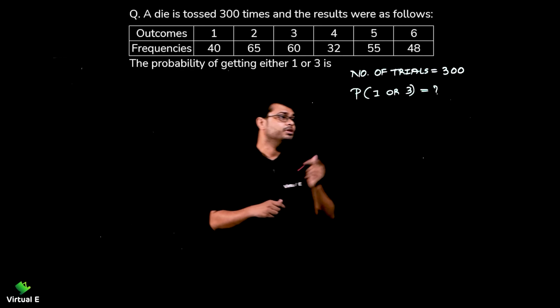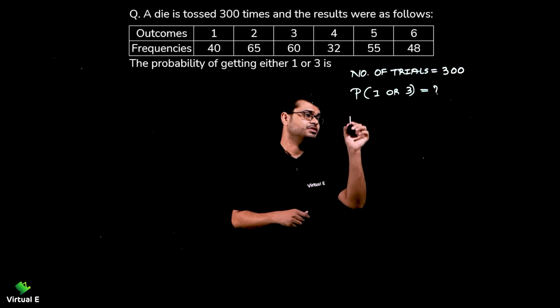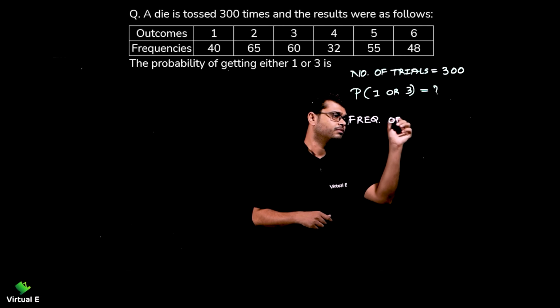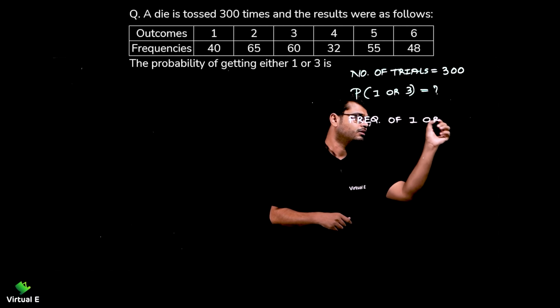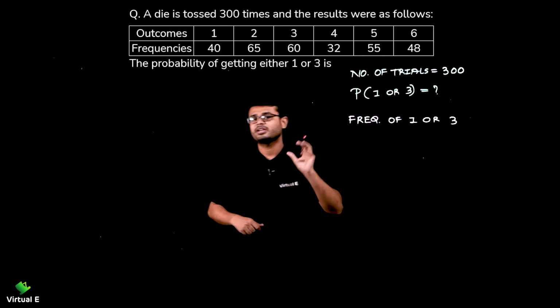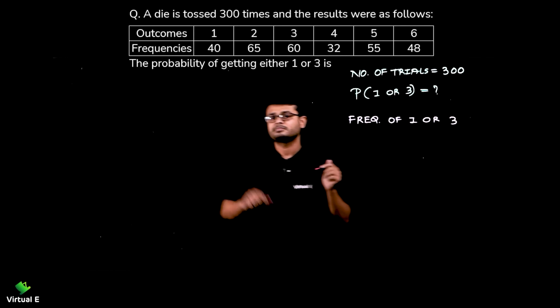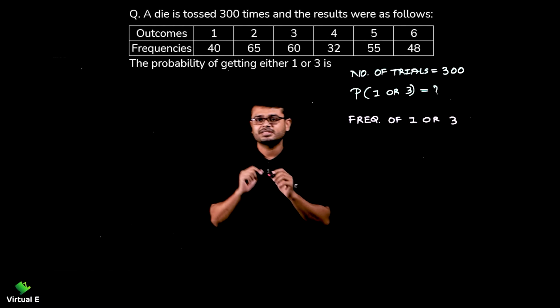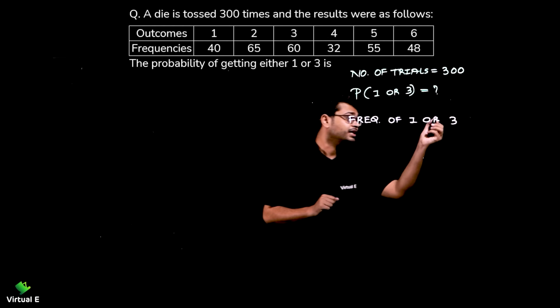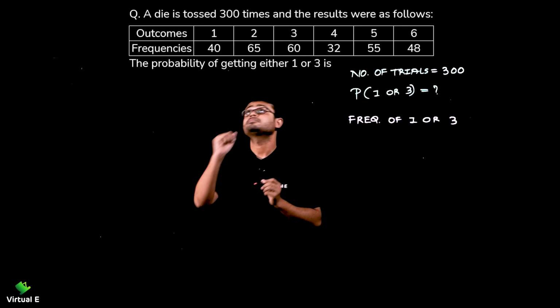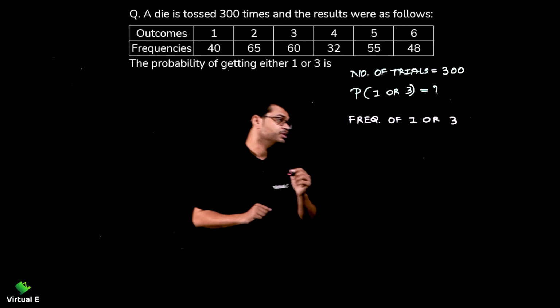First of all, we need to find the frequency of 1 or 3. The reason behind discussing this question is to understand how to deal with the situation when we have OR in the question. So, first of all, let's get the frequency of 1.